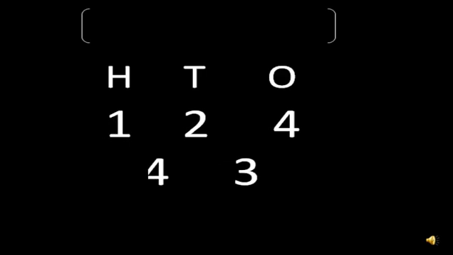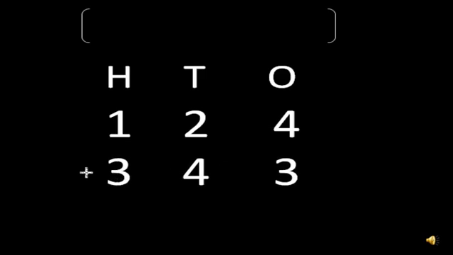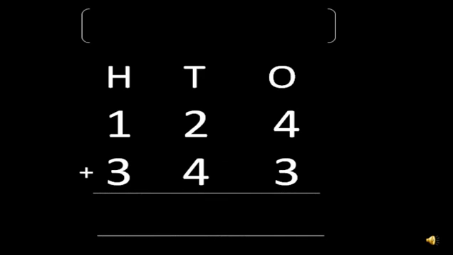Now, we will be learning about adding 3-digit numbers without carrying. Add 124 and 343. Step 1. Arrange the given numbers into their respective columns. Ones under ones, tens under tens, and hundreds under hundreds. After arranging the given numbers into their respective columns, add ones column first.